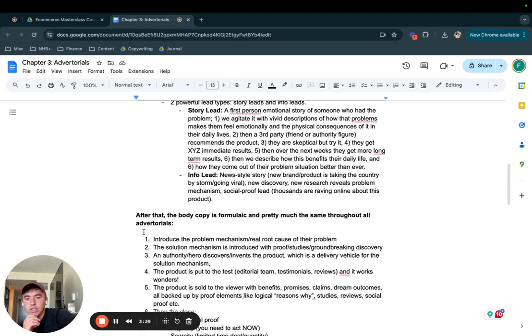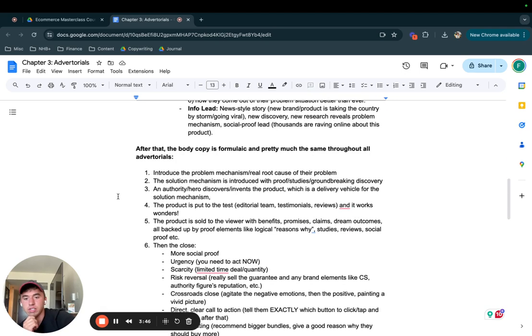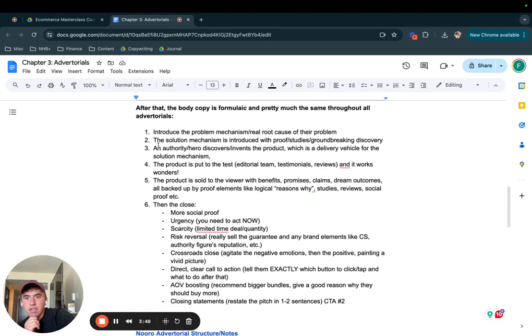Okay, so let's continue into after you have that engagement based on the headline, the hero image, and the lead, then you get into the body. And I'm just going to go through this as fast as I can. So the body copy is very formulaic. It's pretty much the same throughout most advertorials. And this is just how it is.